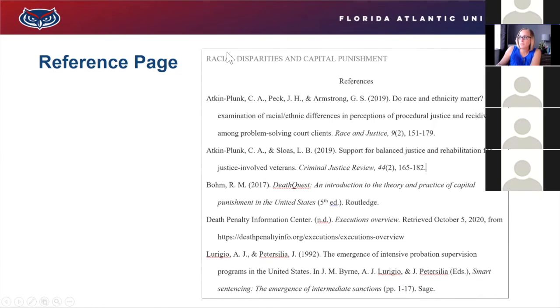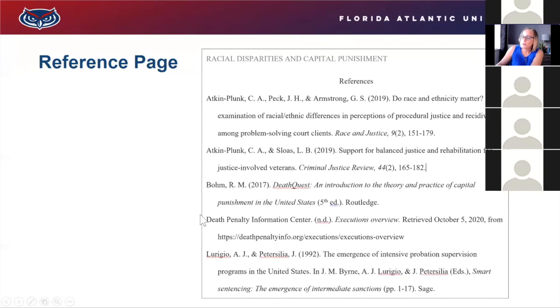So then what you can see here in the reference page, as Dr. Dario had mentioned, is that everything's going to be double spaced. This is 12 point Times New Roman font. There are 1-inch margins. I just have cropped it to where you can't see the 1-inch margins.